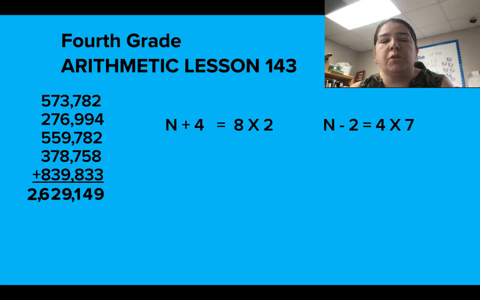Let's start with the first one. N plus 4 equals 8 times 2. Now, you'll notice that my equation has a letter N, okay? My letter N represents a number. That number is unknown at this time. We need to find out what that N represents. So the first thing we need to do, our step one, is to find out what that N equals.